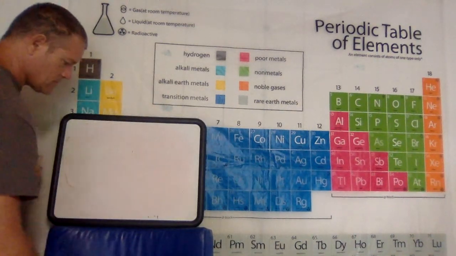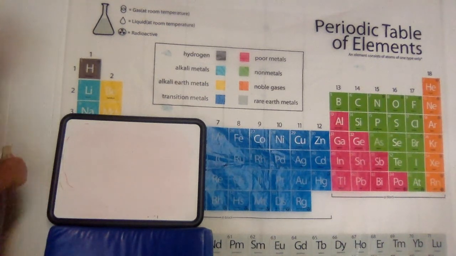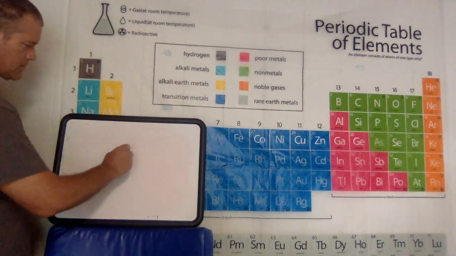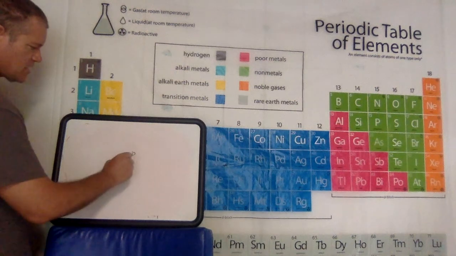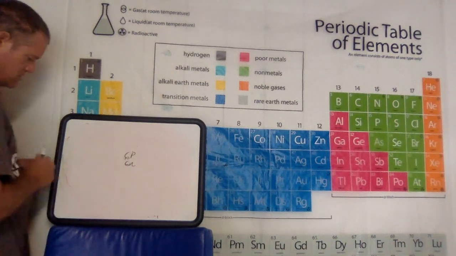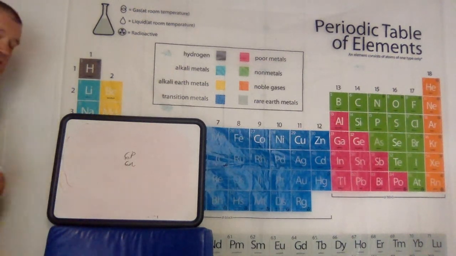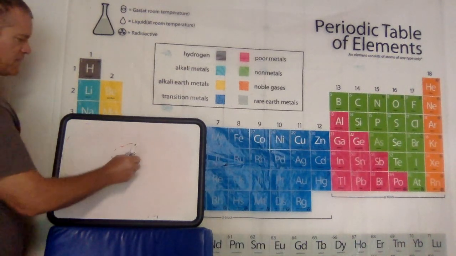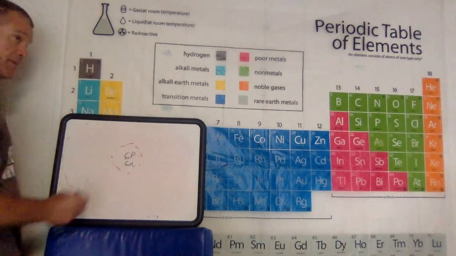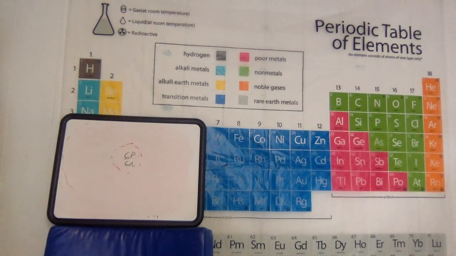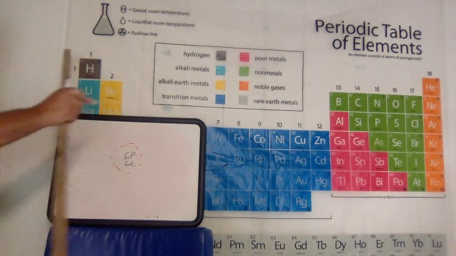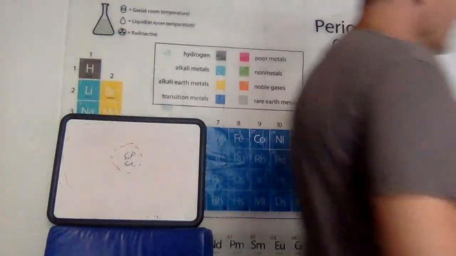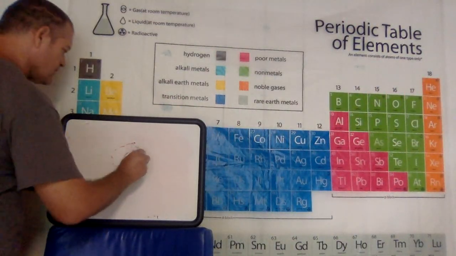Ready? C, so that's C. C is 6 protons and 6 neutrons. And since it has 6 protons, it has 6 electrons. How many fit in the first shell? 2. So 2 fit in the first shell.